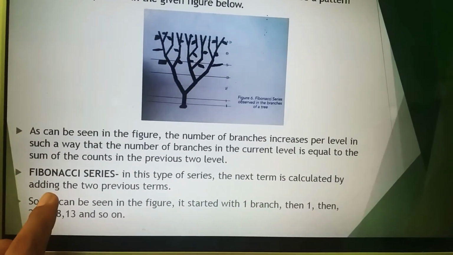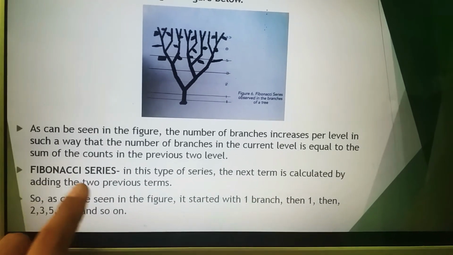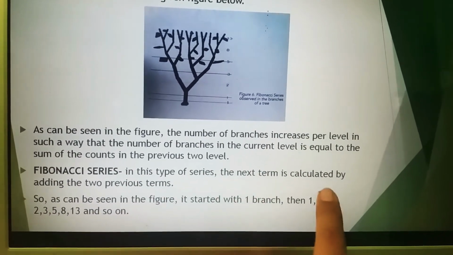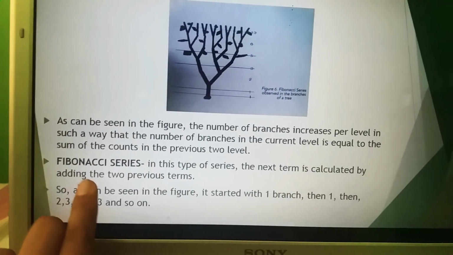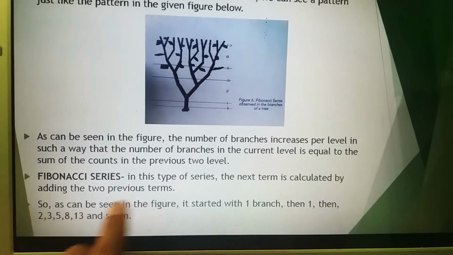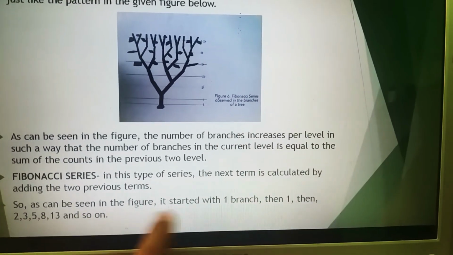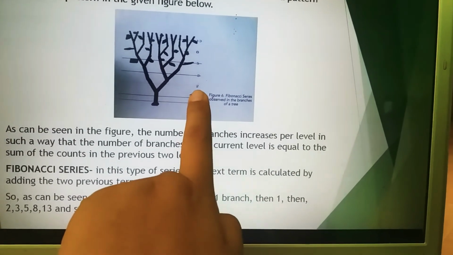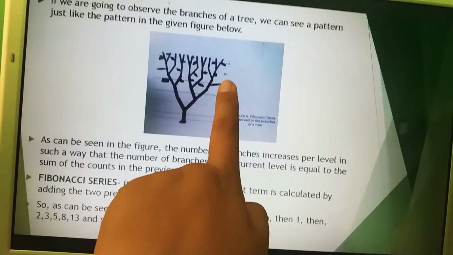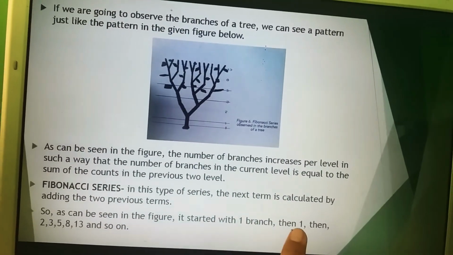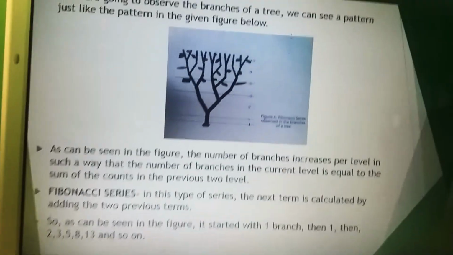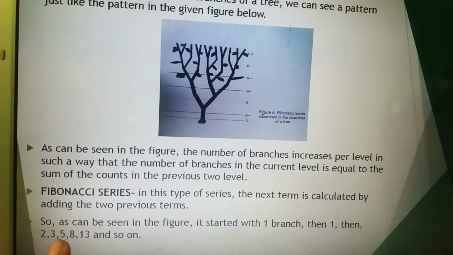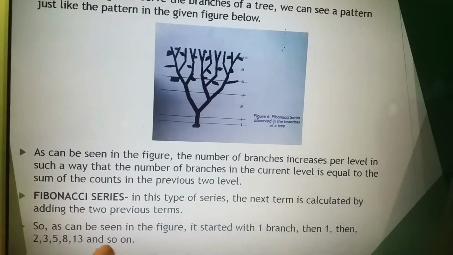What is a Fibonacci series? When we say Fibonacci series, in this type of series, the next term is calculated by adding the two previous terms. So as can be seen in the figure, it started with 1, 1, 2, 3, 5, 8, and 13. So 1, then, ayan, 1, 1, then 2, 3, 5, 8, 13, and so on.